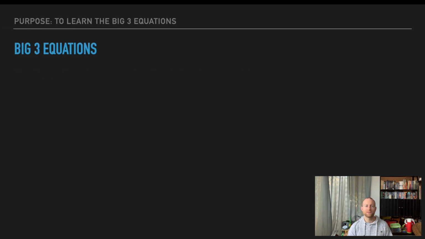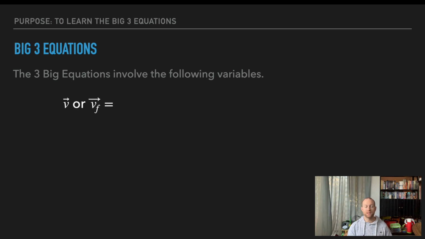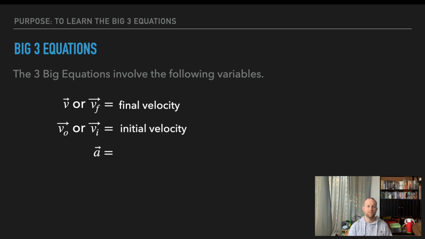Let's jump into this. So the big three equations, they're going to involve a set of 5 variables, just so that you know. This is the first one, v or vf. You'll see them written both ways depending on the equation. This is final velocity. You'll see v naught or vi. This is the initial velocity. You'll have a, we've seen this already, acceleration. D with the arrow, you know this is displacement, and then time. So these are the 5 variables you'll see in your big three equations.